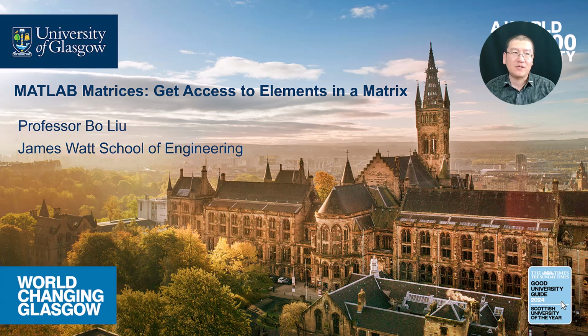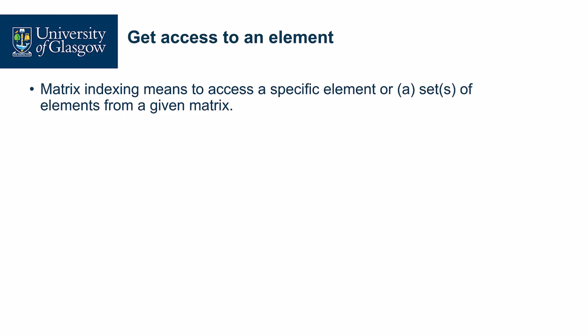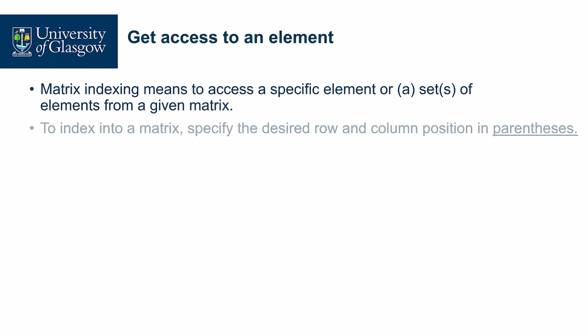After entering a matrix in the last session, in this session, we will talk about how to get access to elements in a matrix. Getting access to a specific element or a set of elements in a given matrix, we also call this matrix indexing. In matrix indexing, the way is to specify the row and column. Then we use a parenthesis, not square bracket, parenthesis this time.